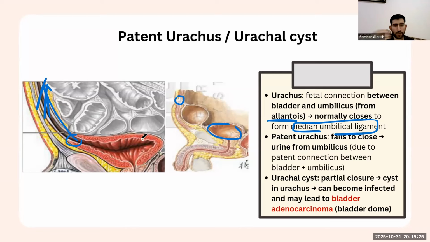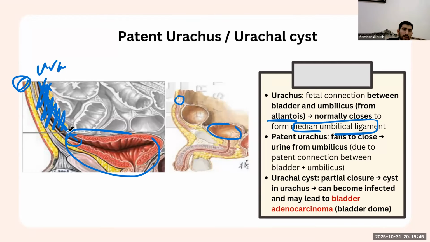اوكي. فوقت بنكون ببطن الوالدة واحنا لسه فيتس بيكون في connection بين البلادر والامبليكس. هذا الكونكشن اسمه يوريكس. اليوريكس ميد اوف الالانتويس عشان يطلع اليورين من الامبليكس. الواحد بيكبر بينولد وات ايفر this uricus should be obliterated وخلاص ما عاد في يورين يطلع من الامبليكس. it may stay however and it will cause something called patent uricus. يعني في كونكشن بين البلادر والامبليكس. فيعني ممكن تلاقي حدا كبير and he is يعني عم يطلع منه يورين من الامبليكس. اوكي، هذا هو بيتنت يوريكس.